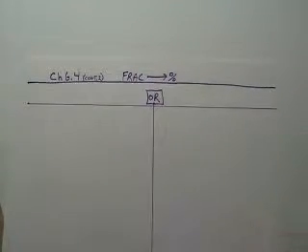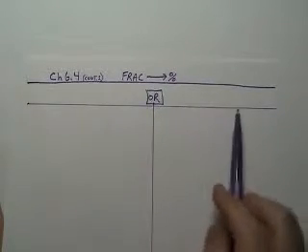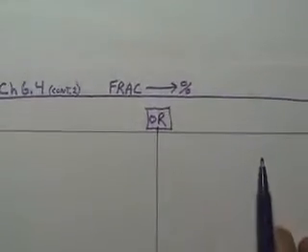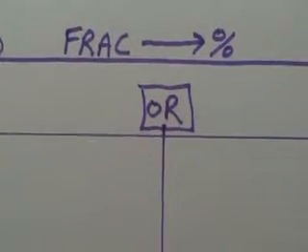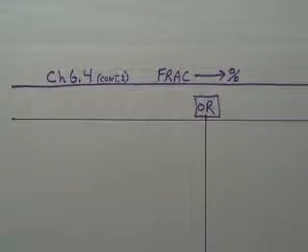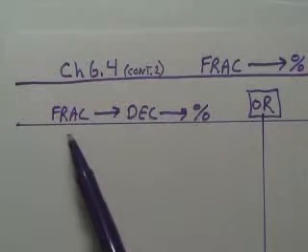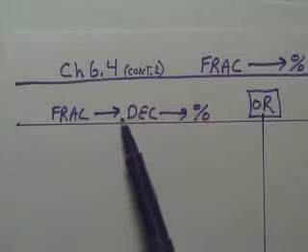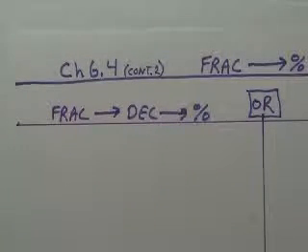So I just drew a line going down the center of the page, and I'll show one method on this side and one method on this side. And that's just the word "or." Now on the left side, the method I'm going to use is taking a fraction, changing it into a decimal, and then changing it into a percent.